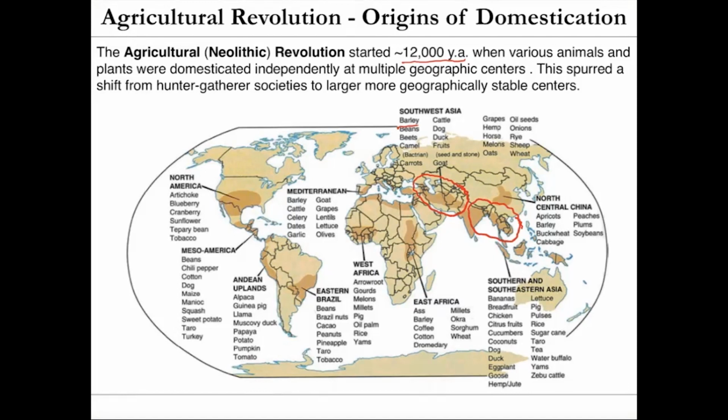So pigs were domesticated in this region, as well as chickens, ducks, and also rice and things like taro and stuff like that were all domesticated in that region. China was another region of domestication. So barley, buckwheat, different plants like that in that region.